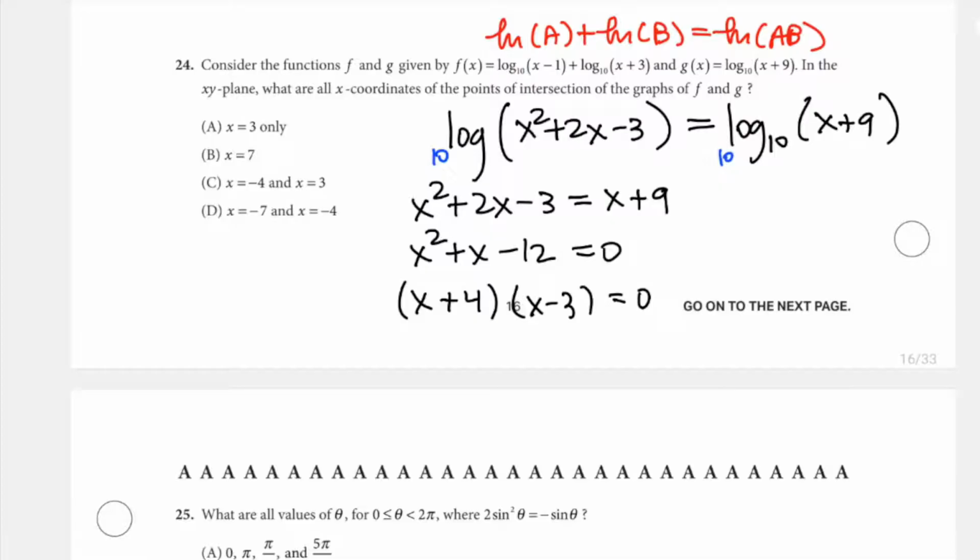Okay, but I need to be careful and make sure, yeah, x equals negative 4. You would think that would work based on the algebra here, but this right here would not be defined if x was negative 4, because I'm trying to take the log of negative 5. So that one's extraneous, you're out, and x equals 3 only.